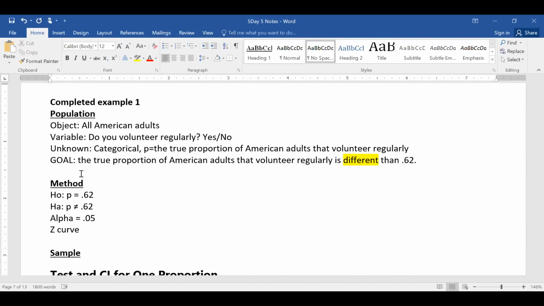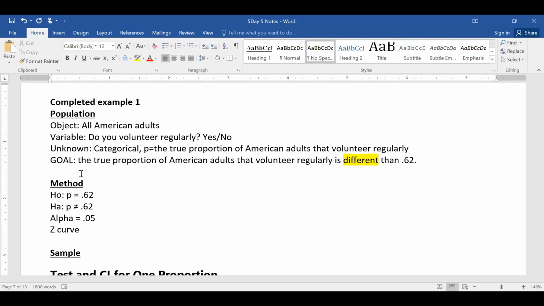The objects, remember, are everyone in the study. It's not just the few people that I sampled, it's everyone in the study. The study is about all American adults, so those are my objects, all American adults. I like to see that word all in there, because then that tells me that you really get that it's everyone, not just the 100 people in the study.